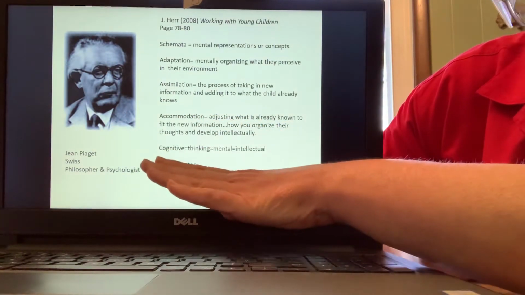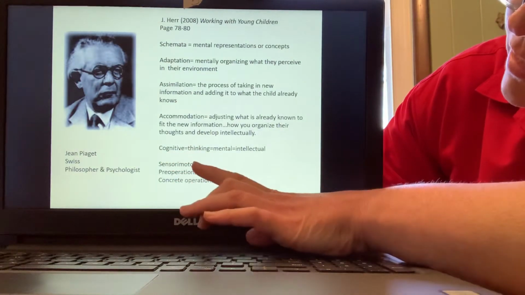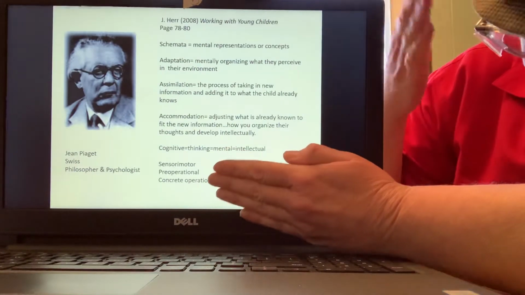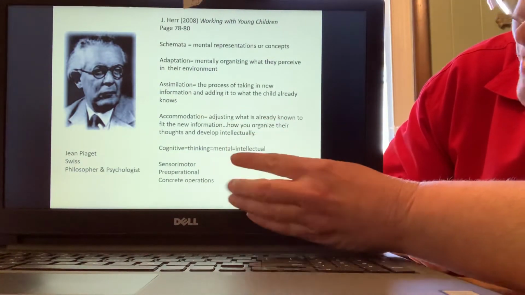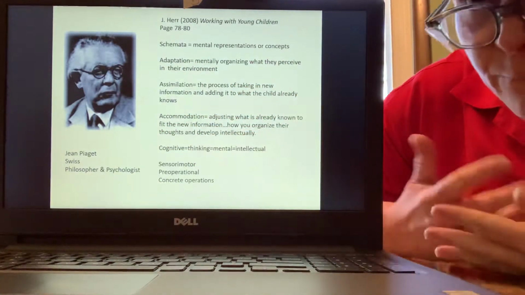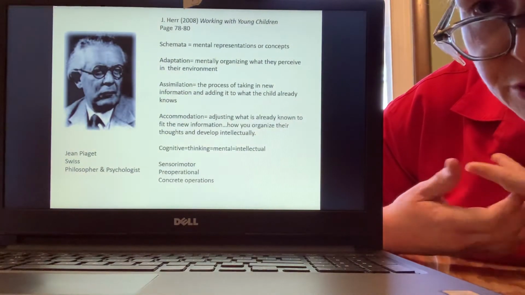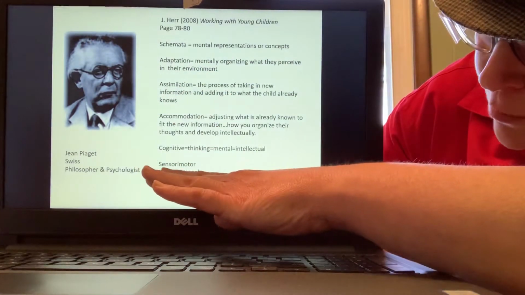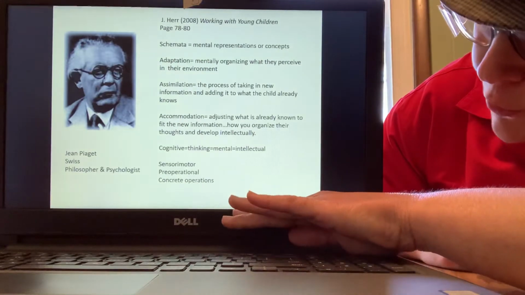Intellectually, as I put down here, you have cognitive, that's one of our word wall words, equals thinking, equals mental thinking, the mental process of our brain when we're learning, and then that is the same as intellectual. So those all mean the same. He says in early childhood years, which is birth up to age 8, we have sensory motor, pre-operational, and concrete operations.